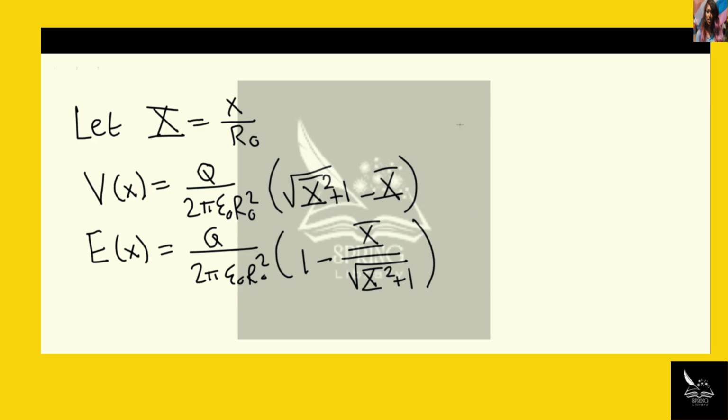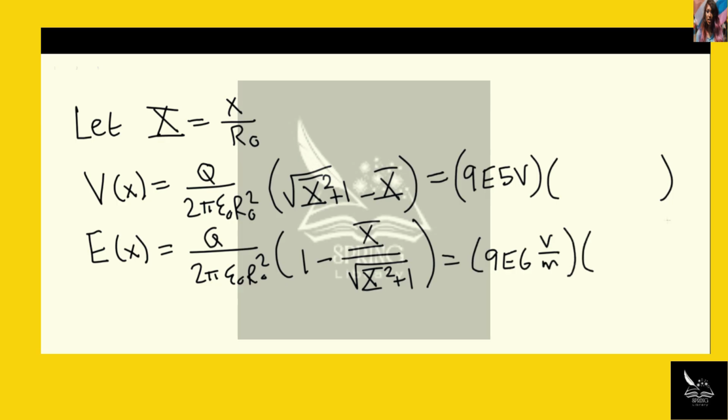We can plug in our values for q, epsilon naught and r naught for the problem as suggested, and we will get numerical values of 9 times 10 to the 5 volts times the portion with our variables in big X. Similarly, we will have the constant 9 times 10 to the 6 volts per meter times the stuff in the parentheses. And these were our numerical expressions. So we finally can plot some stuff.